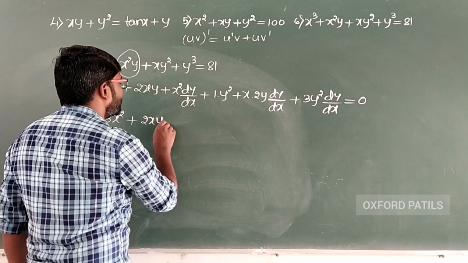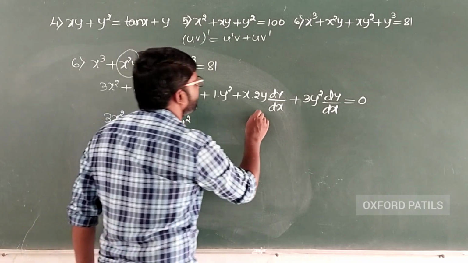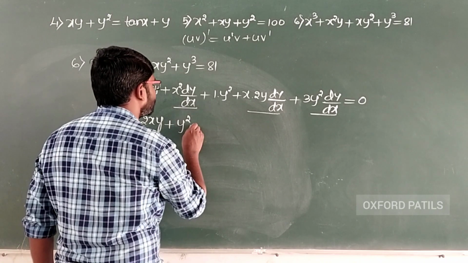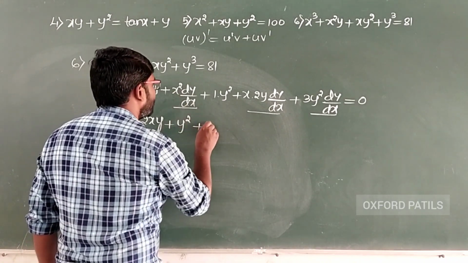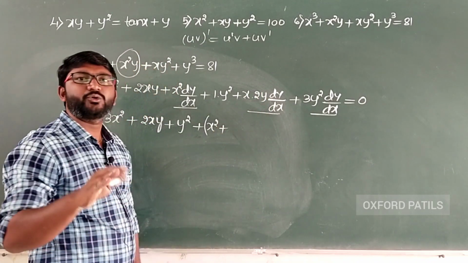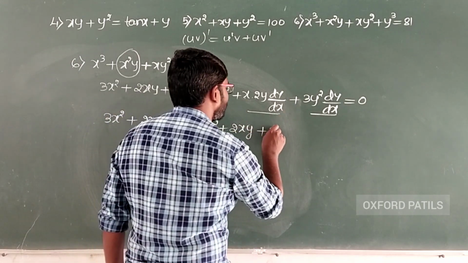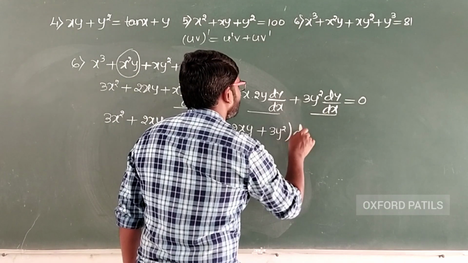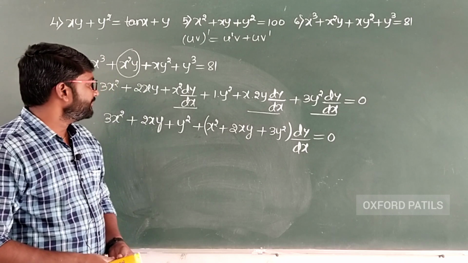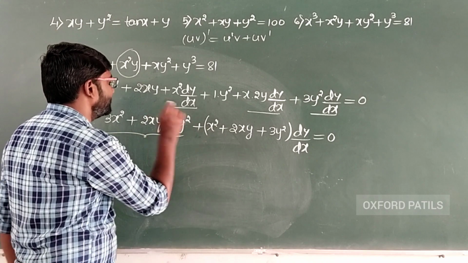Now simplify this further. So now 3x square plus 2xy plus 1 into y square, it is y square plus, now in these 3 terms we have to take dy by dx common. Take dy by dx common and write the remaining terms now. Plus x square plus x to y is nothing but 2xy, 2xy plus 3y square into dy by dx, because we have taken dy by dx as a common term. Then now we have to take these three terms to the right hand side.